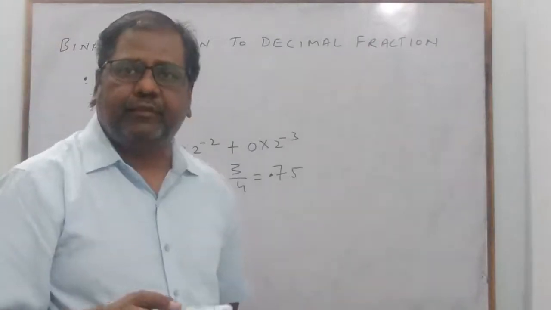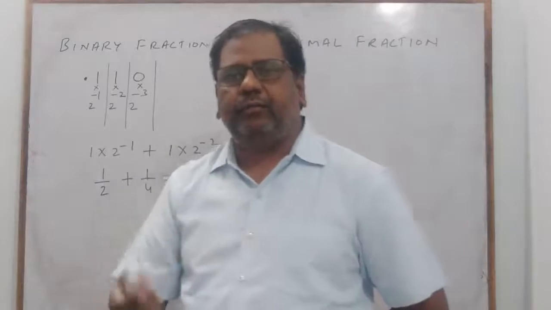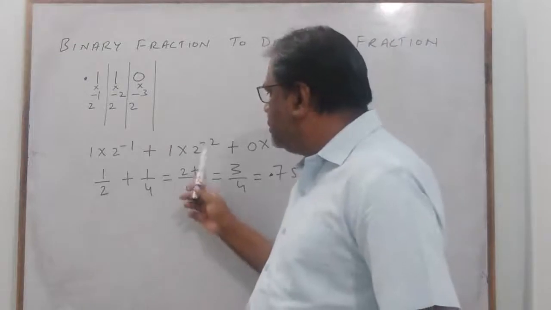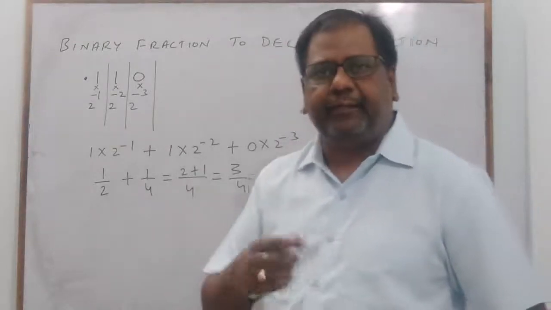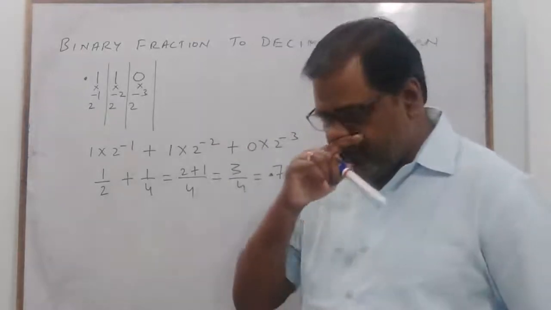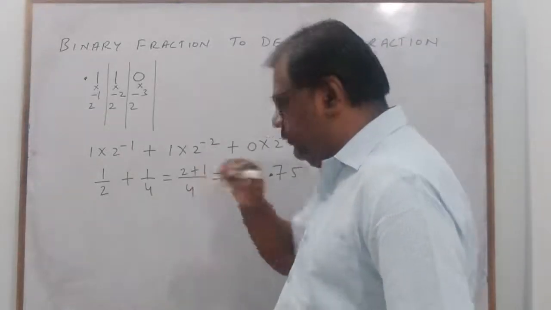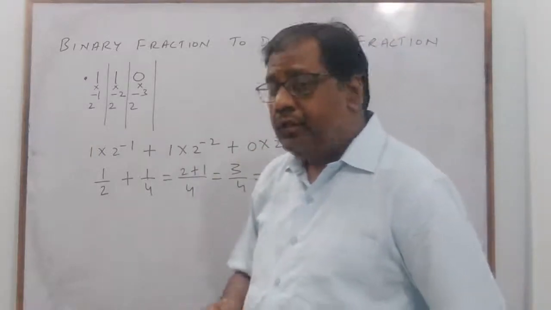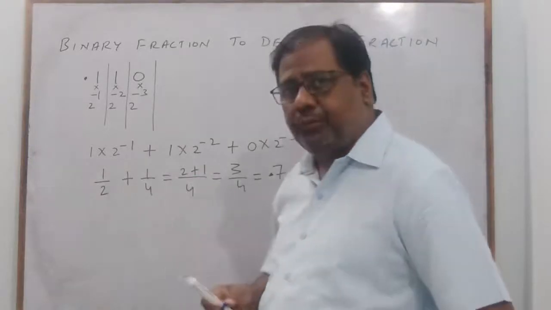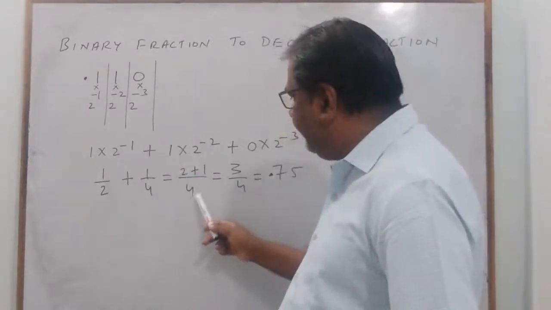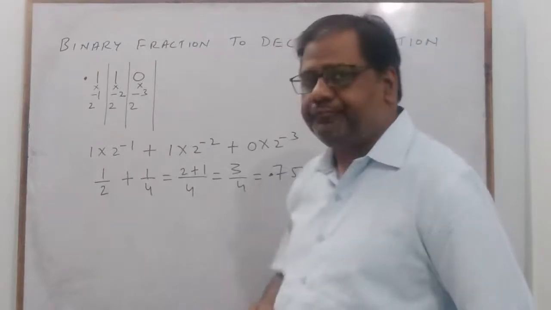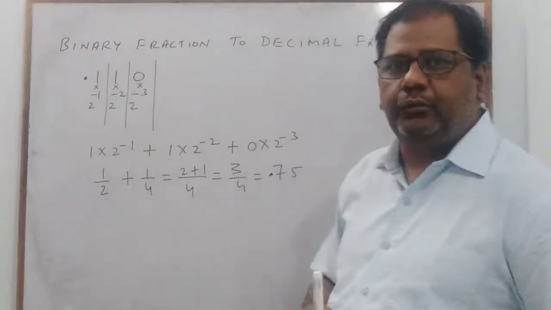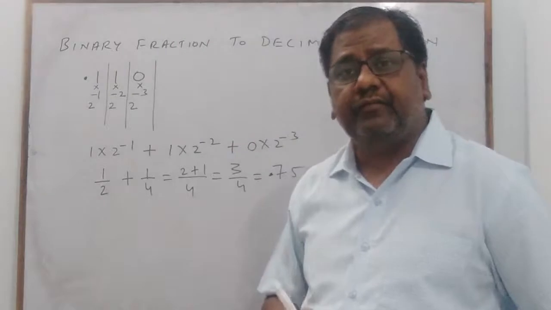Now 1 into 2 to the power -1 is equal to what? 2 to the power -1 will become 1 by 2. 1 by 2 into 1 will be 1 by 2. 2 to the power -2 is 1 by 4. 1 by 2 to the power 2, that means 1 by 4. So when you are taking 1 by 4 multiplied by 1, it will give you 1 by 4. Now taking the LCM as 4, the result is 2 plus 1 divided by 4, and the resultant is 3 by 4. Now when you divide 3 by 4, it is equivalent to 0.75.